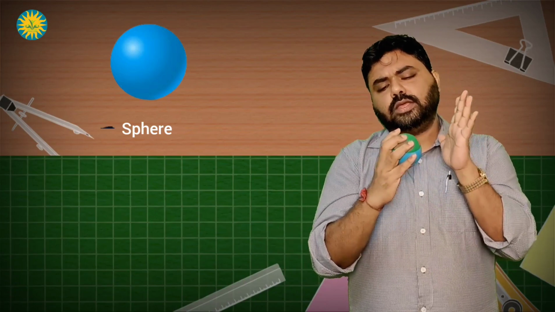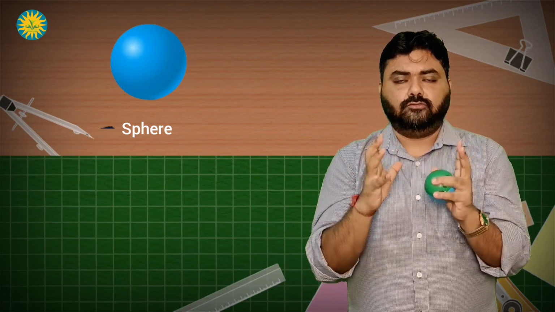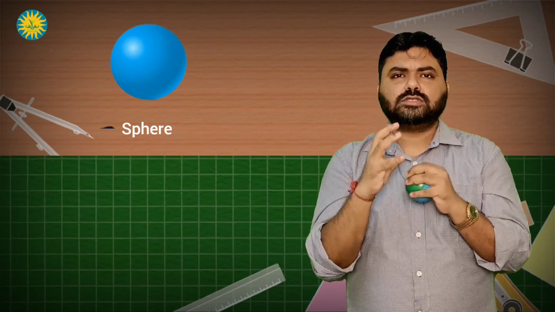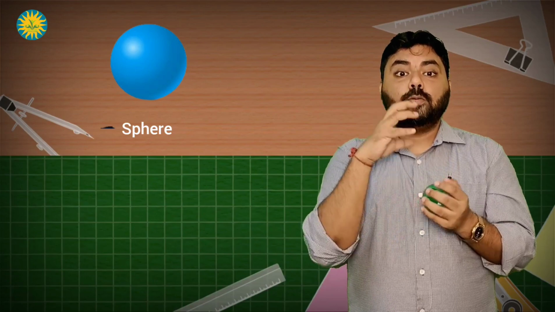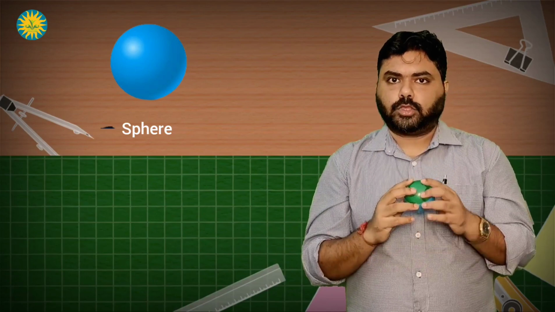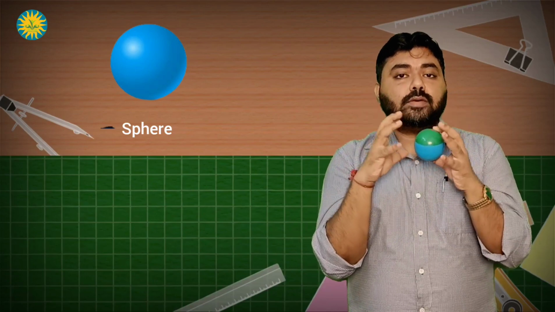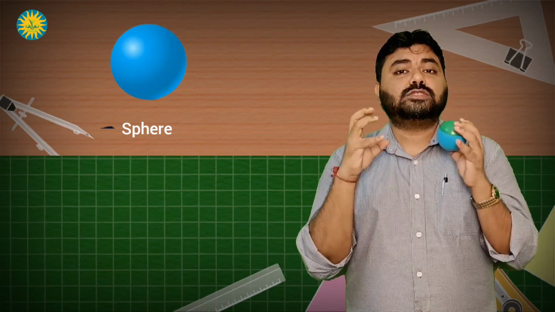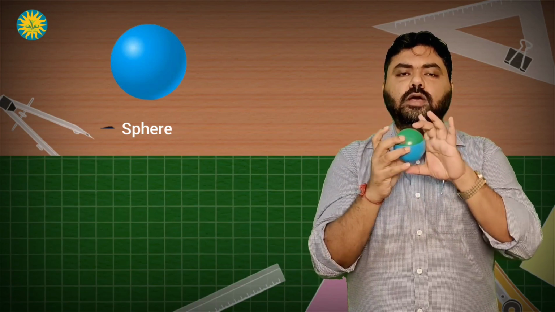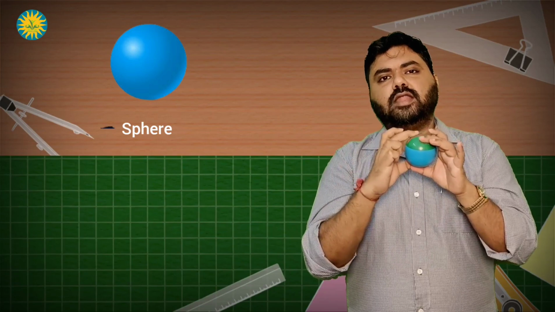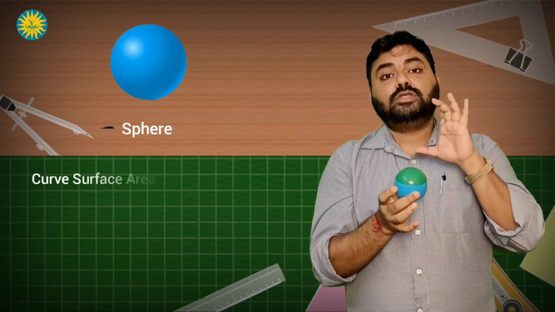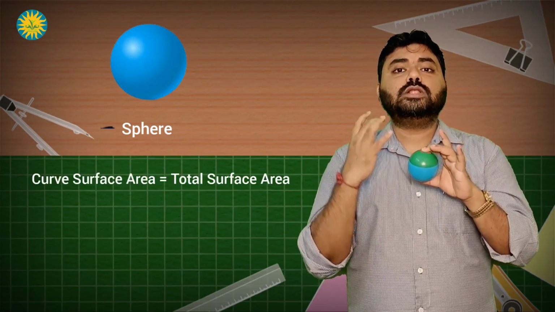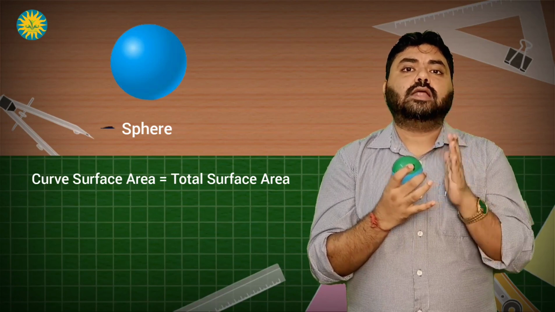We consider that 4 2-dimensional figures, that is 4 circles, coincide and combine themselves to form a single sphere. Therefore, the sphere has only one surface. Therefore, the curved surface area and the total surface area of a sphere are equal.